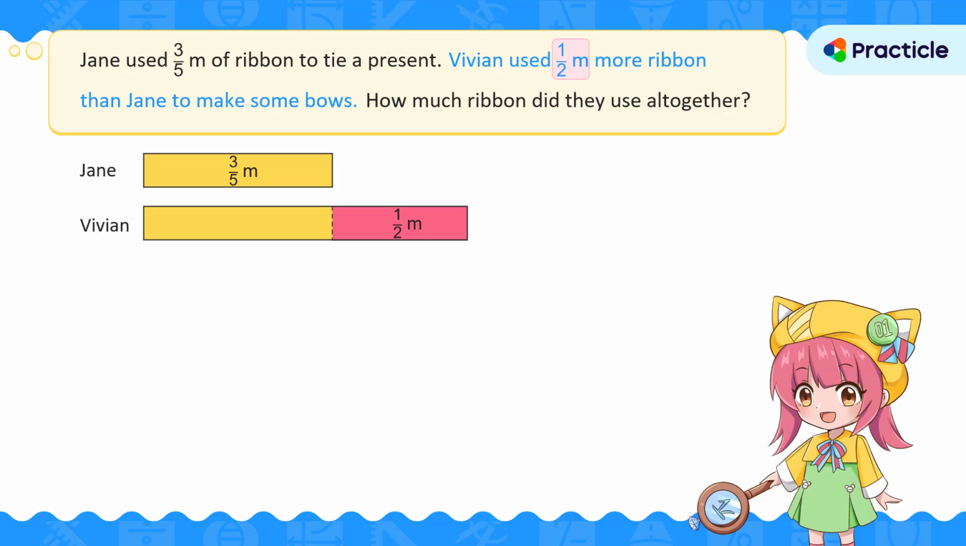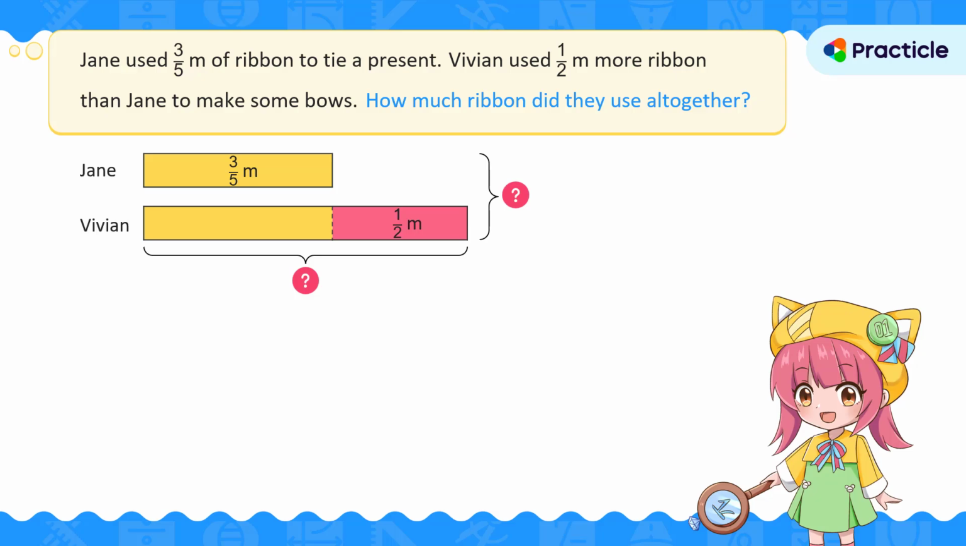What are we supposed to solve? How much ribbon did they use altogether? How can we use our model to find the answer? First, we can add the values of these two parts together. This would tell us the length of the ribbon that Vivian used. Once we know that, we can find the total length of the ribbon that Jane and Vivian used altogether by adding this to the length of the ribbon that Jane used.